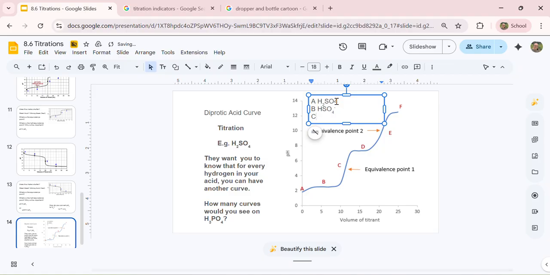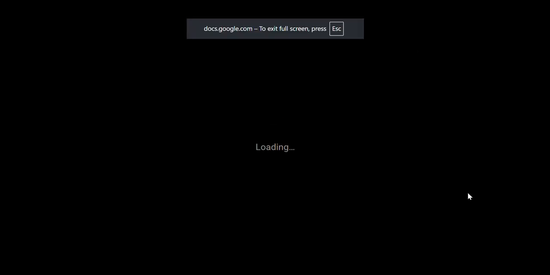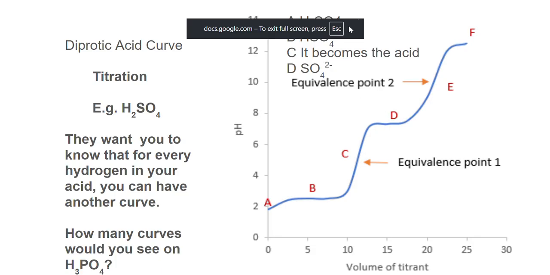In C, the acid has become HSO4, that conjugate base, that ion is now the acid, and it's now shedding its proton. Once we get to D, we're approaching equivalence point number 2. D is when we start making a whole lot of SO4 2 minus. All right, so let me put this up here so that you can see it.